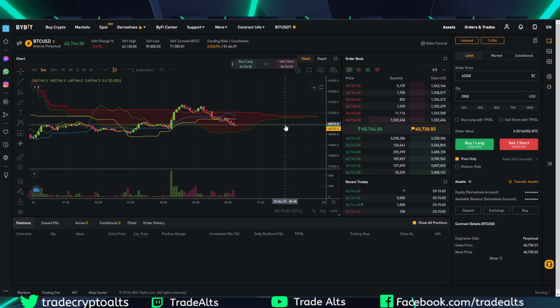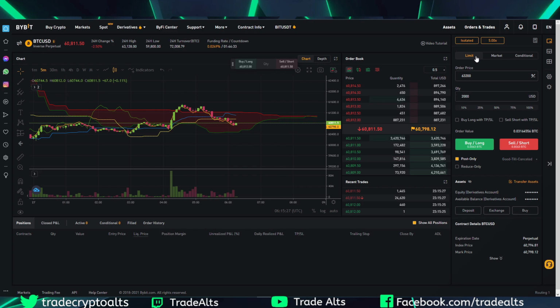Let's say that we want to take a long position because we think price is going to reverse. Again, this is literally just for an example. I'm not saying that I would necessarily trade this, but let's say we want to get an order in here because we think price is going to go up. Price is actually moving up pretty decently at the moment.